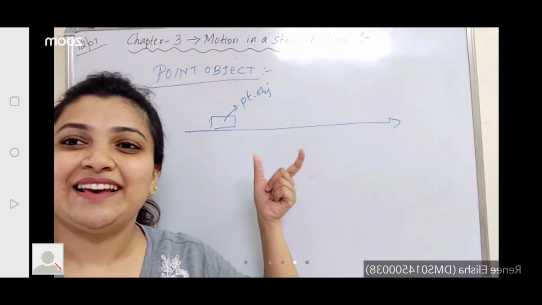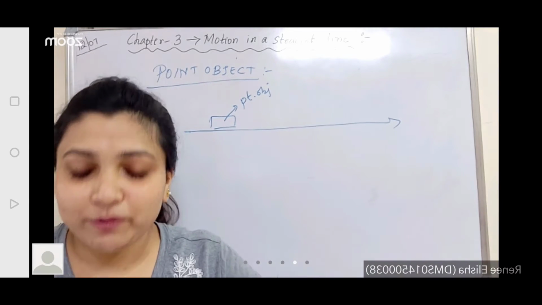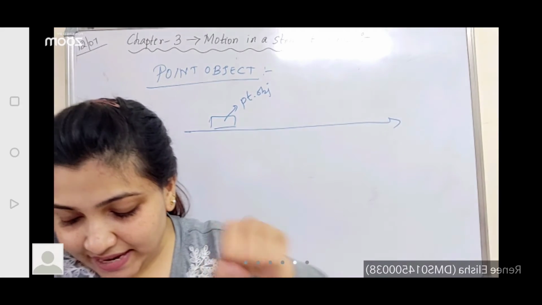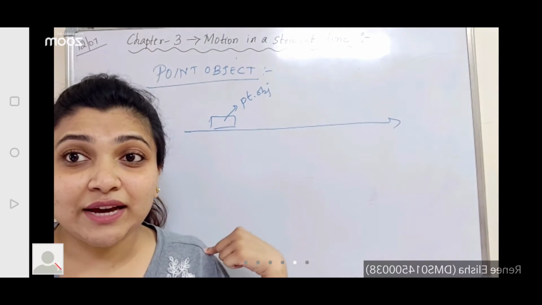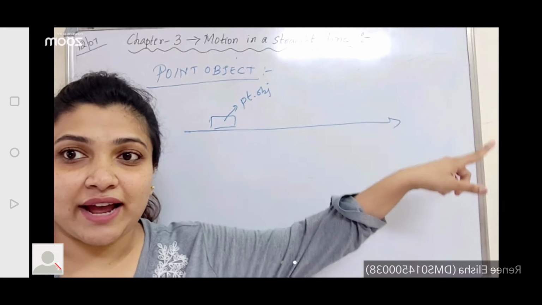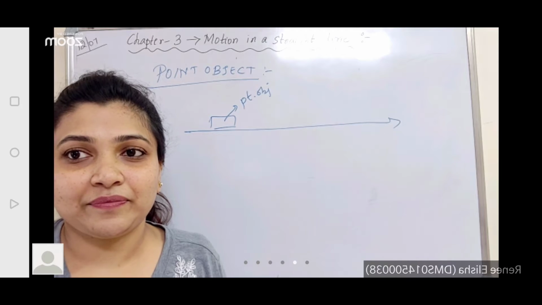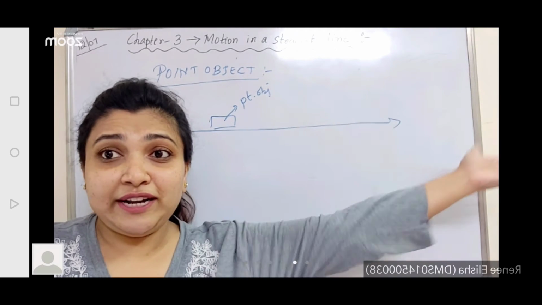Yes, ma'am. Yes. The railway carriage is much smaller compared to the distance it is traveling, so it is a point object. Next is a monkey sitting on the top of a man cycling smoothly on a circular track. Is the monkey a point object compared to the track? Ma'am, how big is the track? It depends, right? See, the track is definitely bigger, right?